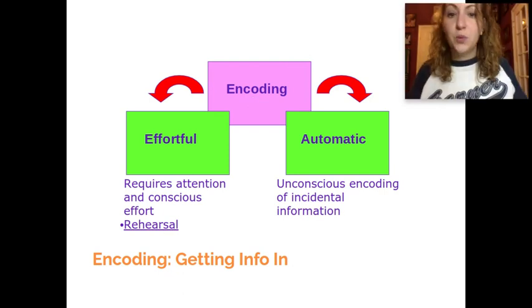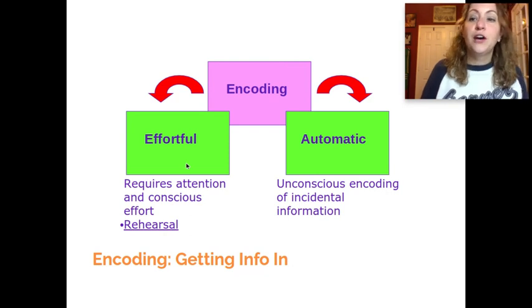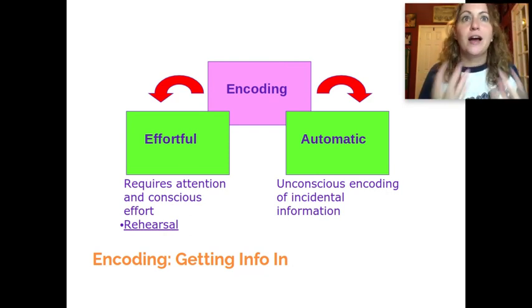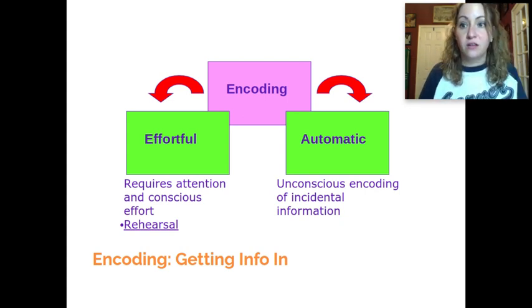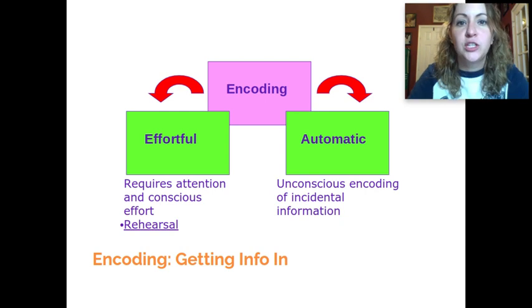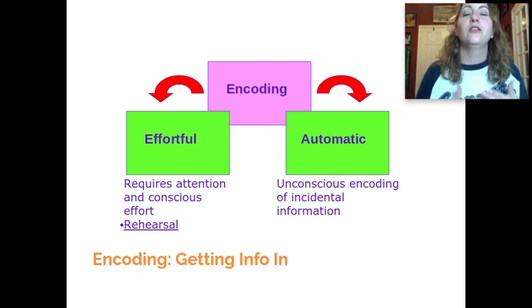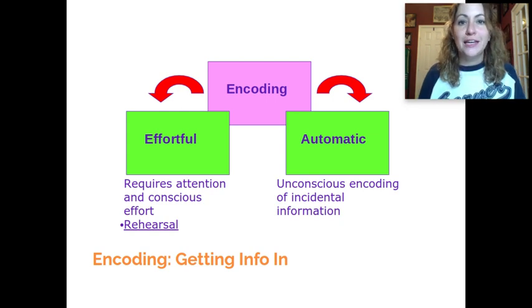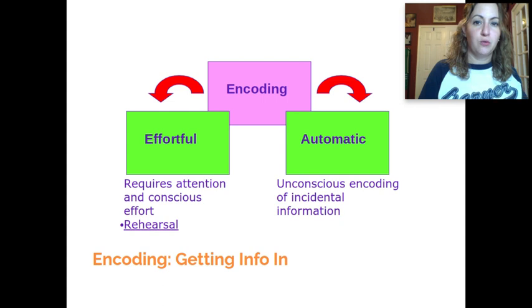There's two ways that we can get information into our brain. The first way is called effortful encoding. It requires attention. It requires effort. This is studying. When you are flashcarding yourself or you're paying attention in class, right now, if you are paying attention to what I'm saying, you're trying to effortfully encode something. You are using effort to get something into your brain.